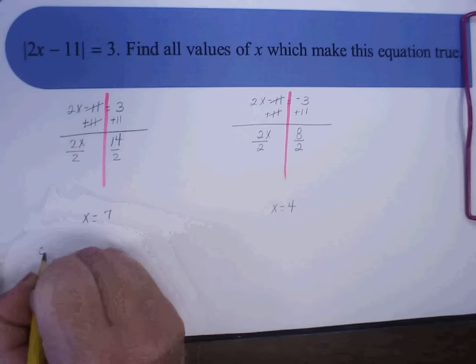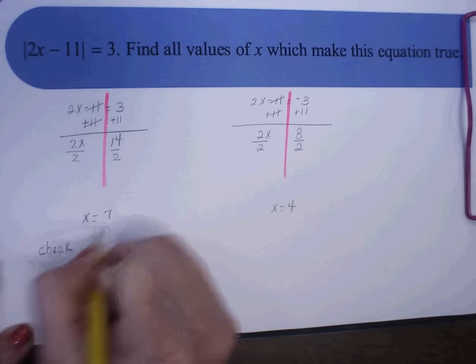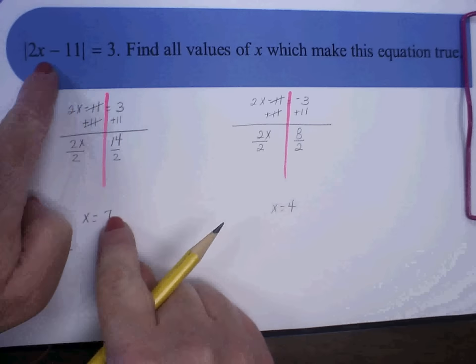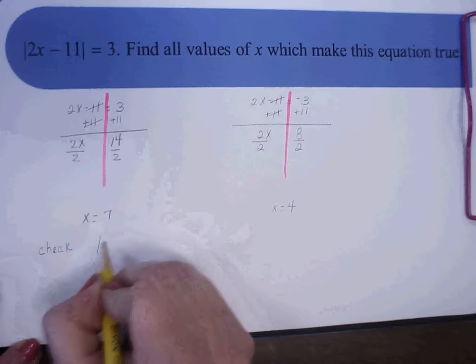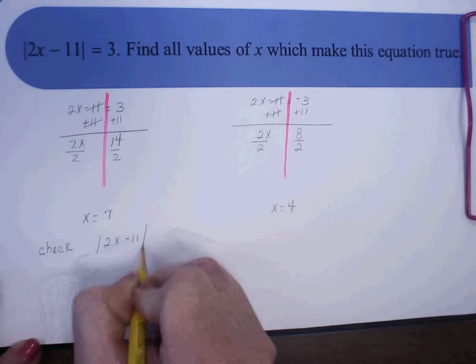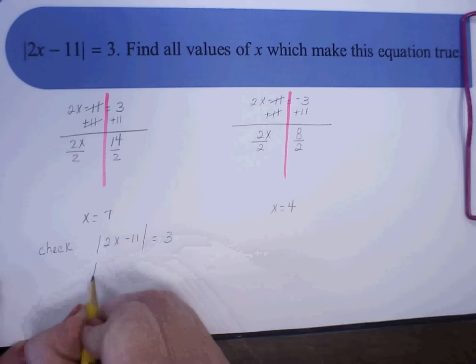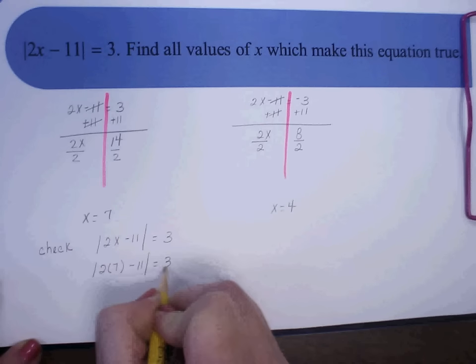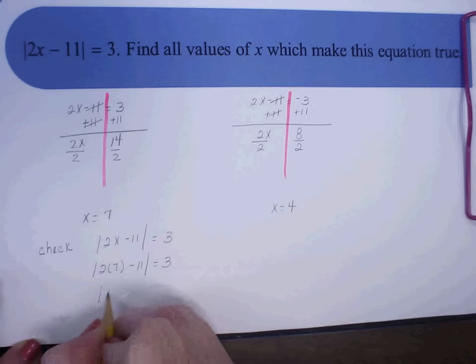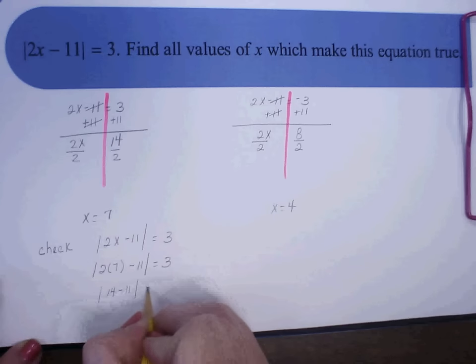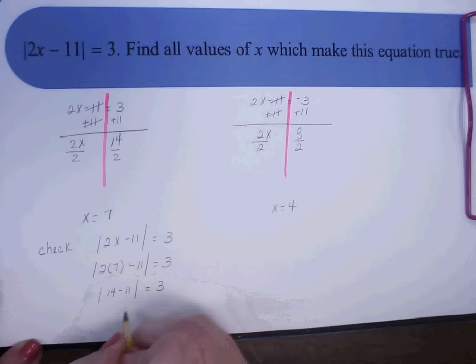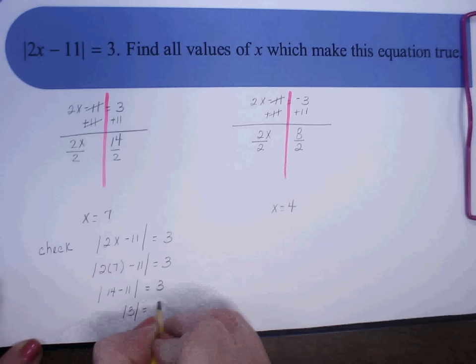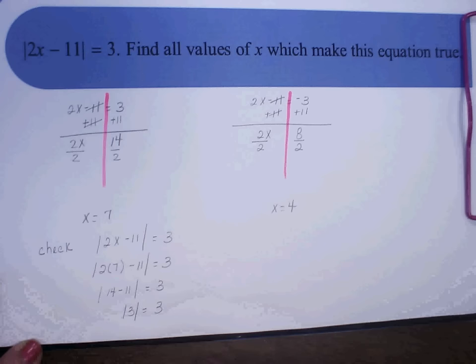Now, you can also check these numbers, okay? So I'm going to go ahead and check real quick. To check, just plug in that number in the original equation. So the original equation was the absolute value of 2x minus 11. Substitute the x for the 7. 2 times 7 would be 14. 14 minus 11 is absolute value of 3, and the absolute value of 3 equals 3. So that checks.